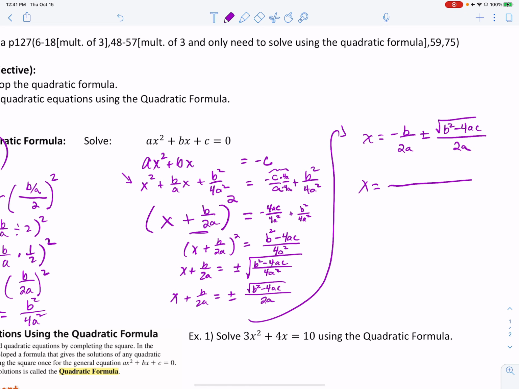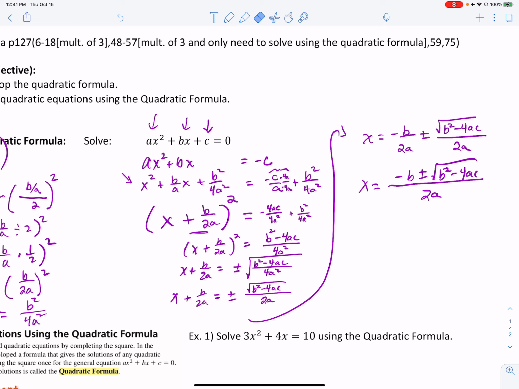And so x, they have common denominators. So I'm going to put the opposite of b plus or minus the square root of b squared minus 4ac. And that gives you an expression in terms of a, b, and c that if you plug in the values a, b, and c into it, it gives you that x value that will make that 0. It gives you the x value that will be the root, the solution. And that is the quadratic formula.